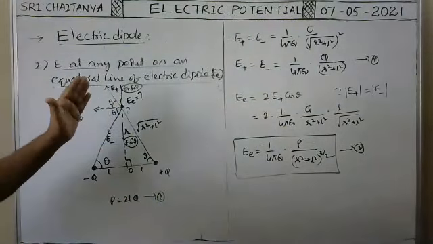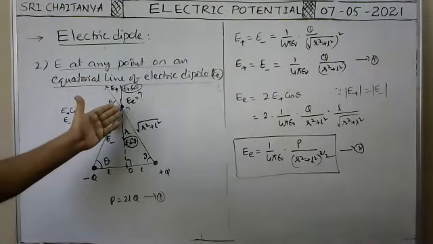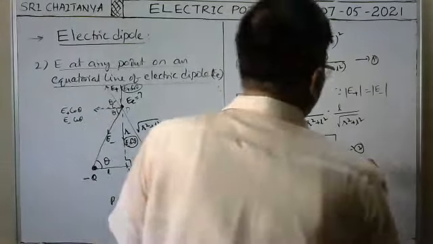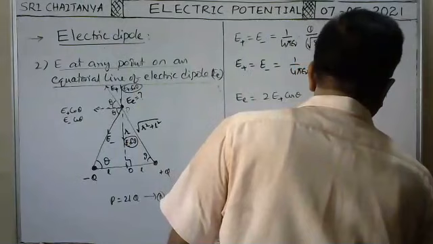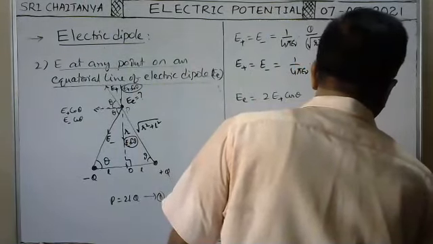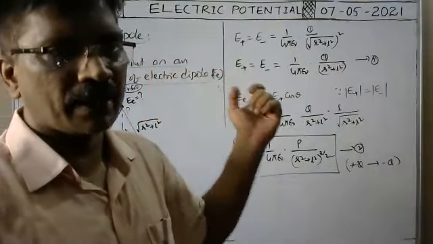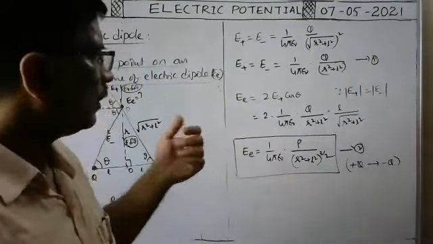What is the direction of this intensity of the electric field on the equatorial line? In this direction, from positive to negative, that is, from the plus Q charge to the minus Q charge. In the previous case, at any point on the axis, it is from minus Q to plus Q. Here it is plus Q to minus Q.